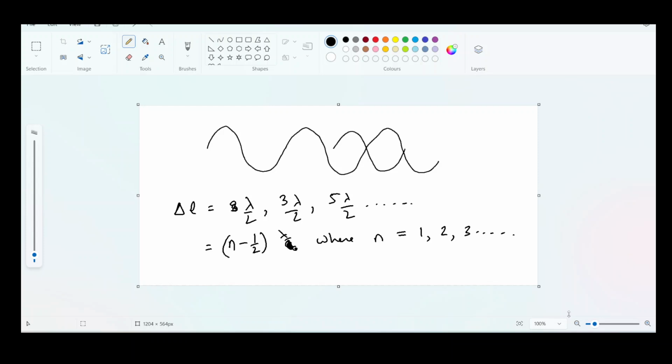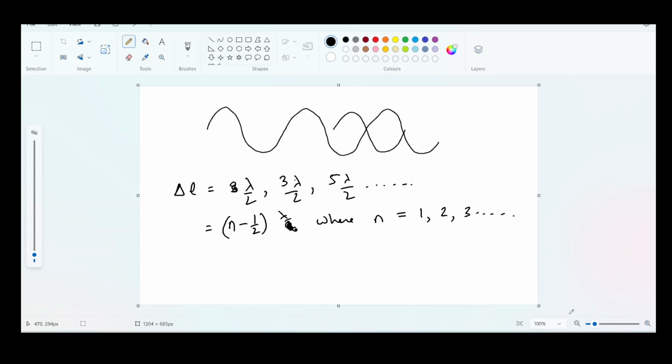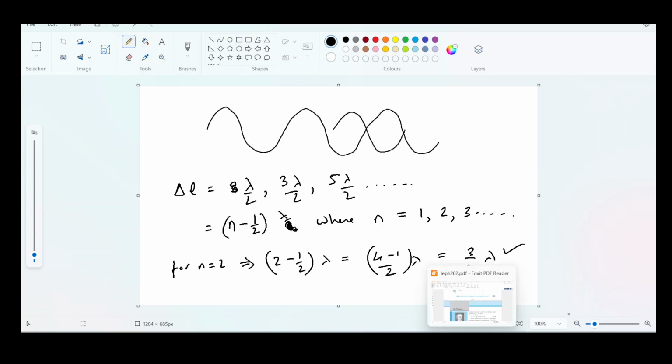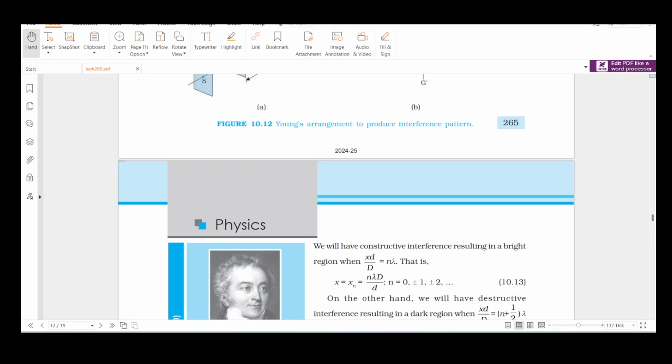Okay. So if you want to verify, all you have to do is, for example, put n is equal to 2, I should get 3 by 2 lambda. For n is equal to 2, I get 2 minus 1 by 2 lambda, which is nothing but 4 minus 1 by 2 lambda, which is nothing but 3 by 2 lambda, hence verified. If I put n is equal to 3, I should get 5 lambda by 2, and so on, and I indeed get that. Okay, so that is verified.